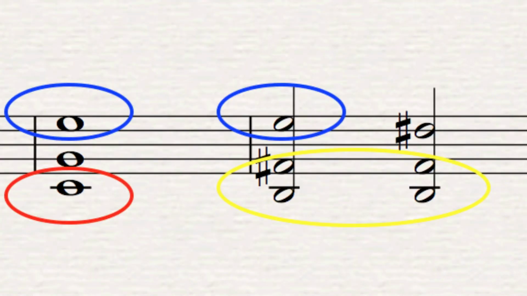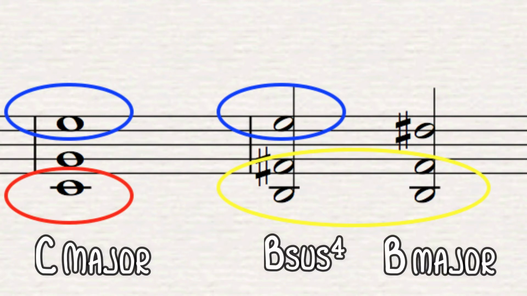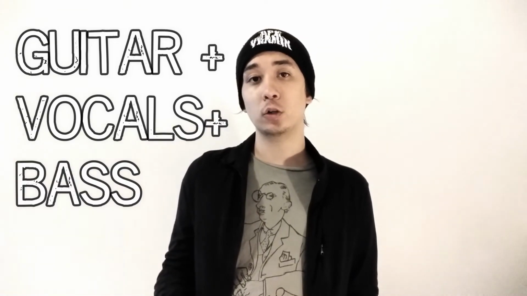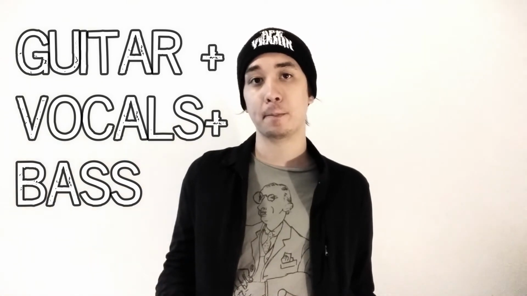The same thing occurs between measures 3 and 4, where we transition from a C major chord to a B major sus 4 that resolves to a B major. This results in what's known as a 4-3 suspension, which is when you have a held non-chord tone that resolves to a chord tone. But the way it's handled in this section is very unconventional. Now if we add the vocal part along with the bass, we get a full picture of what's going on with the harmony.